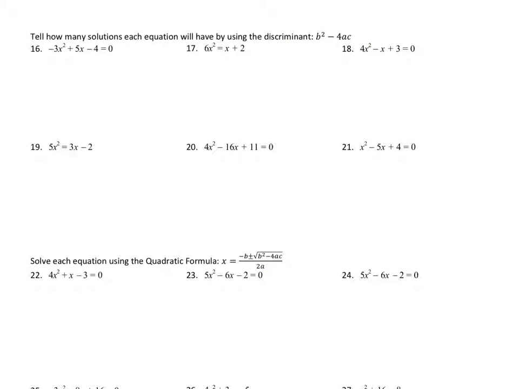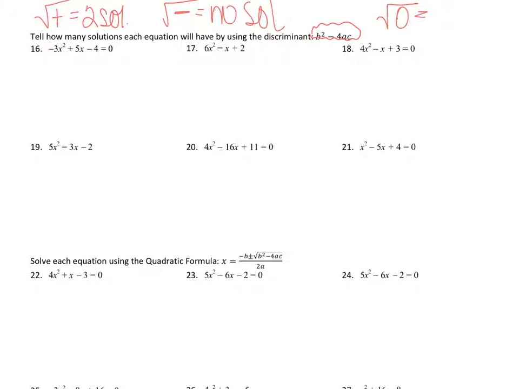Alright, so on the back side of the worksheet we are talking about the quadratic formula as opposed to completing the square. The quadratic formula has been given to you, and we can use part of the quadratic formula called the discriminant to determine how many solutions there are. I want to remind you that if that square root piece is positive, you'll have 2 solutions. If that square root piece is negative, you will have no solutions. And if that square root piece ends up being 0, that gives you 1 solution. So that's all we're looking for in 16 through 21.